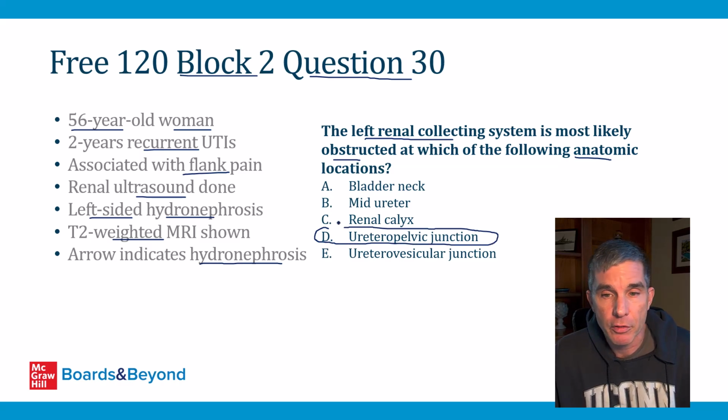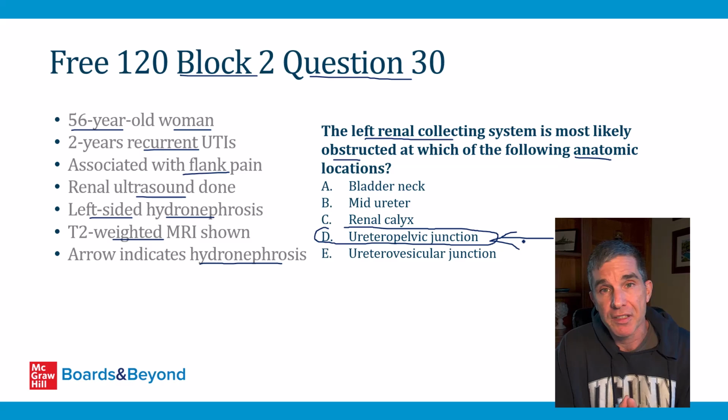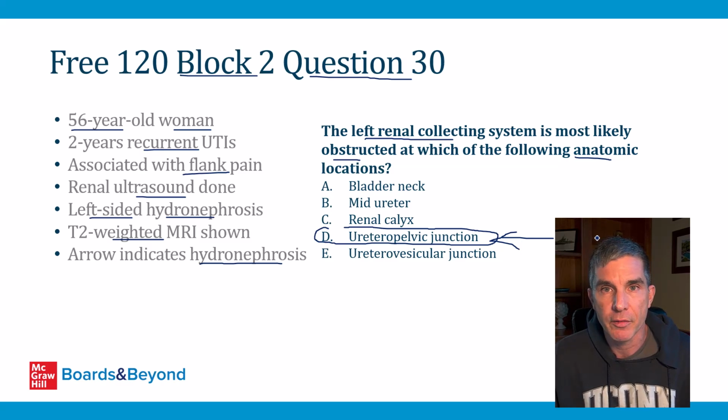You have to know this terminology, but the ureteropelvic junction is the name of the anatomic location where the kidney meets the ureter. And that's where the obstruction must be because the kidney is swollen and abnormal, but the ureter is normal. So this must be the site of obstruction.